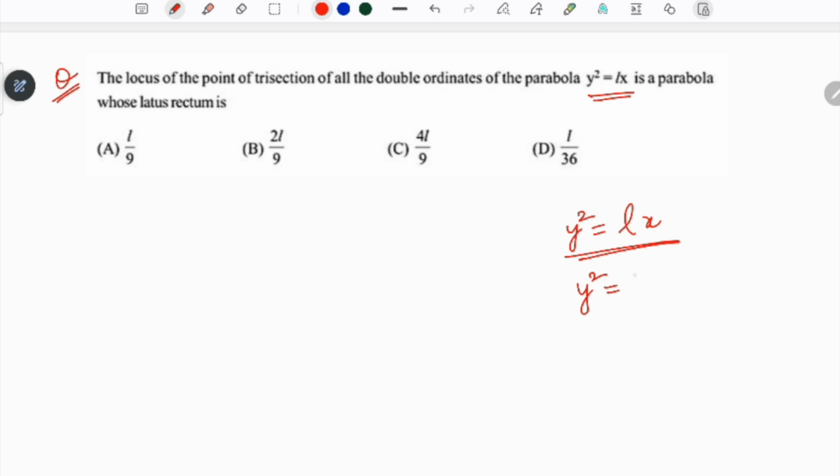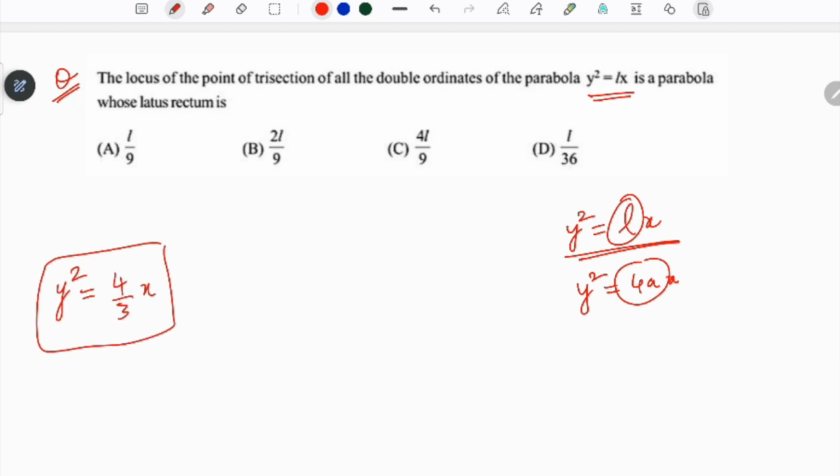See, y square is equal to 4x parabola. 4a is length of latus rectum. Y square is equal to Lx parabola. L is length of latus rectum. Correct? What is latus rectum length for this parabola? What is length of latus rectum here?